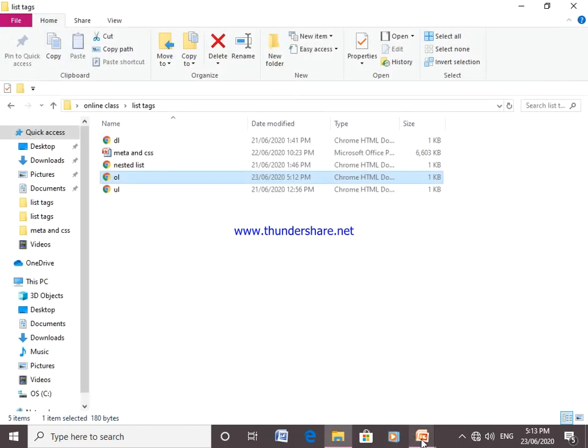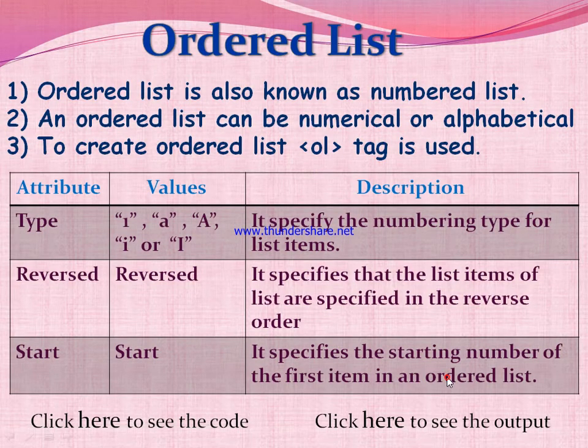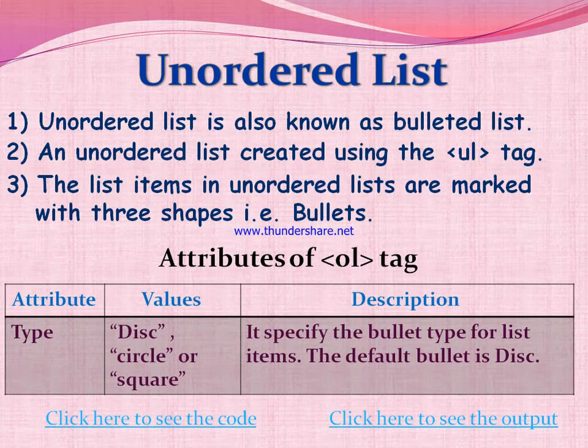If you want to create an ordered list, you just use the OL tag. So this is all about the concept of ordered list. Now the second is unordered list. Unordered list is also known as a bulleted list. So here, what is the meaning of bullet? Bullet is nothing but a shape.